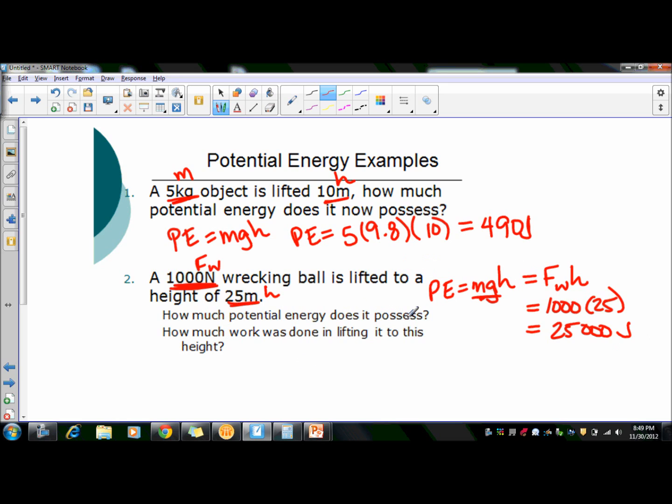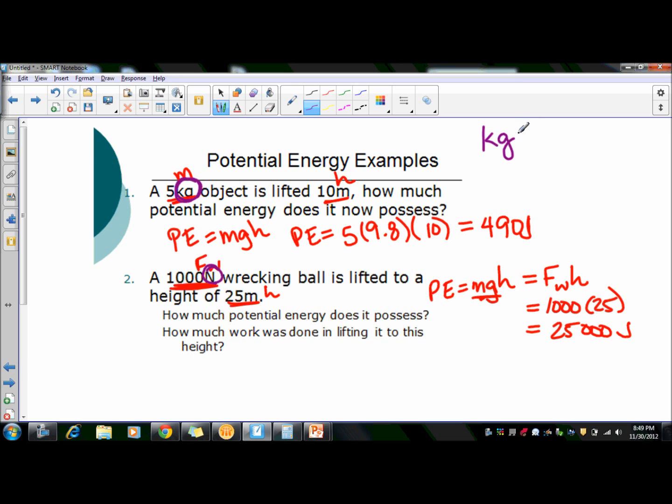So how much potential energy does it have? 25,000 joules. How much work was done? Same as potential energy. That's how it gained this potential energy. So 25,000 joules of work was done to give it 25,000 joules of potential energy. So how can you tell if you have to multiply by 9.8 or not? It's the unit.